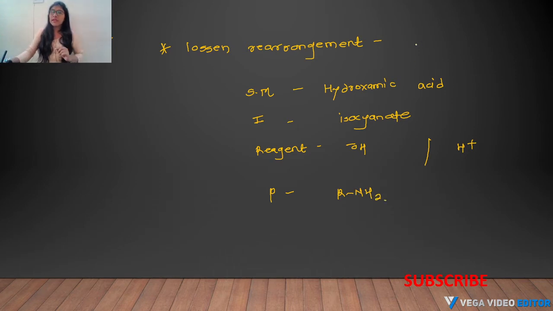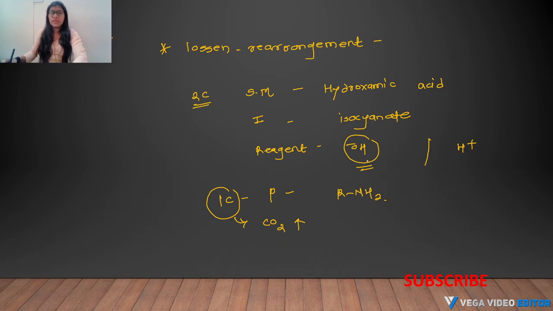It is also a degradation reaction, means if in starting material 2 carbon, then in product 1 carbon, the 1 carbon is removed in the form of carbon dioxide. Therefore it is like a Hofmann degradation. Here in Lossen rearrangement also 1 carbon is decreased. In starting material if 2 carbon, then in product 1 carbon. Now we can see Lossen rearrangement in presence of base.